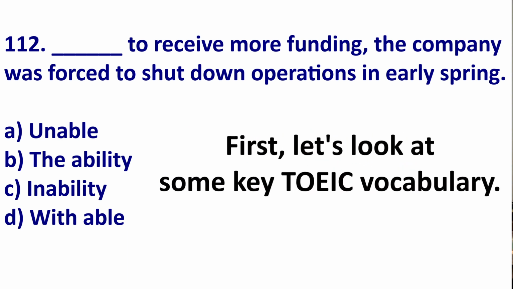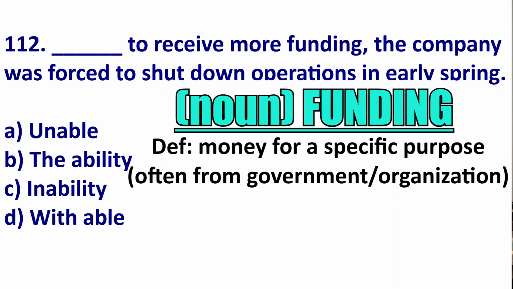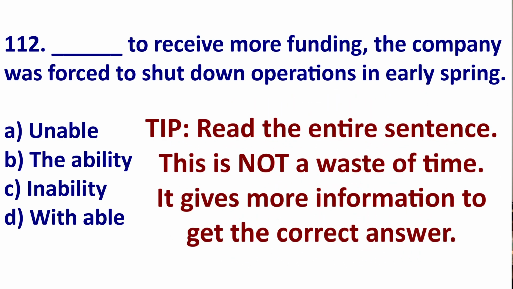First, let's look at some key vocabulary. You can see it says blank to receive more funding. Funding is money for a specific purpose, for a reason. It's often from an organization or government. Here's an example. The government provided funding for a new playground in the center of the city. Okay, so they provided the money for it. Now that we know funding, let's look at the question again.